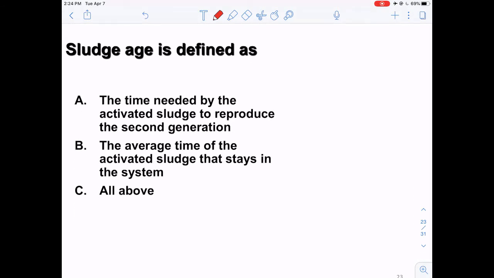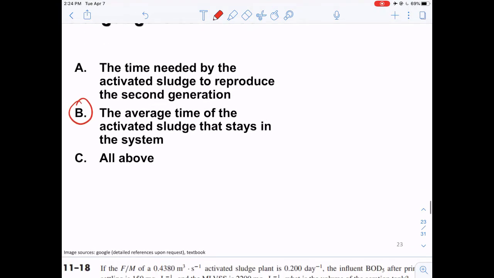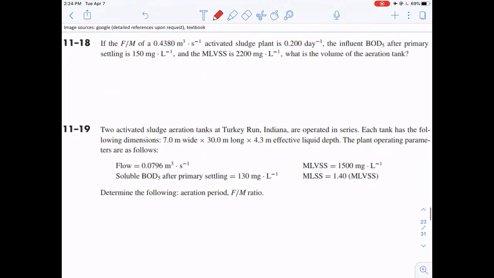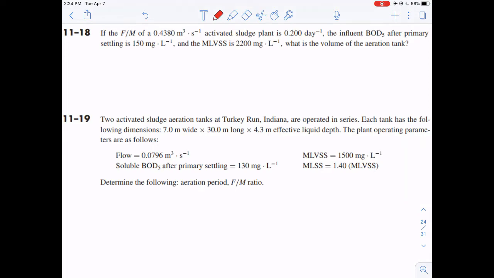So here's another question. It's asking what the sludge age is. The sludge age is the total amount of time that the bacteria will spend in the activated sludge process, right? It's different from the hydraulic retention time. Because of that, we need to choose B here, which is the average time that the activated sludge stays in the system. Due to the time constraint, we'll probably go through these two example problems in our next class.